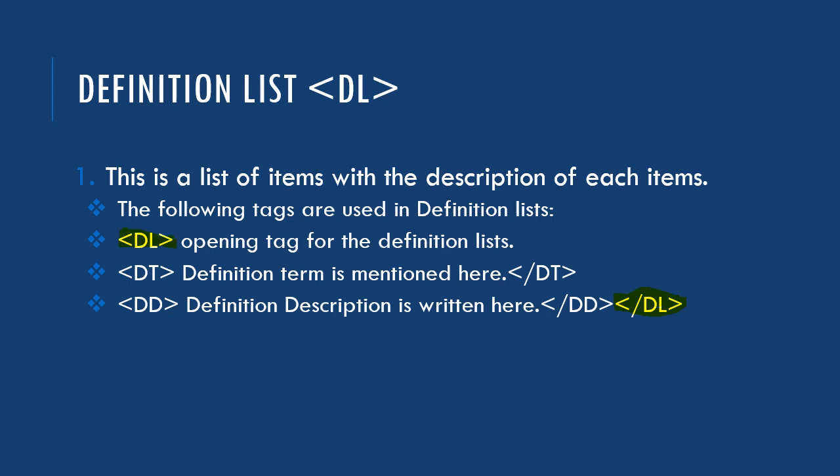Between DL, the definition list opening and closing, we will write the DT, which is the term we wish to define, the definition term, and then close the term. Then we will write the definition description, what that term is. For example, you write evaporation in the DT, and in the DD you will define what evaporation is: the process of conversion of water from liquid to gas. Evaporation will come here, and the description will come over here.